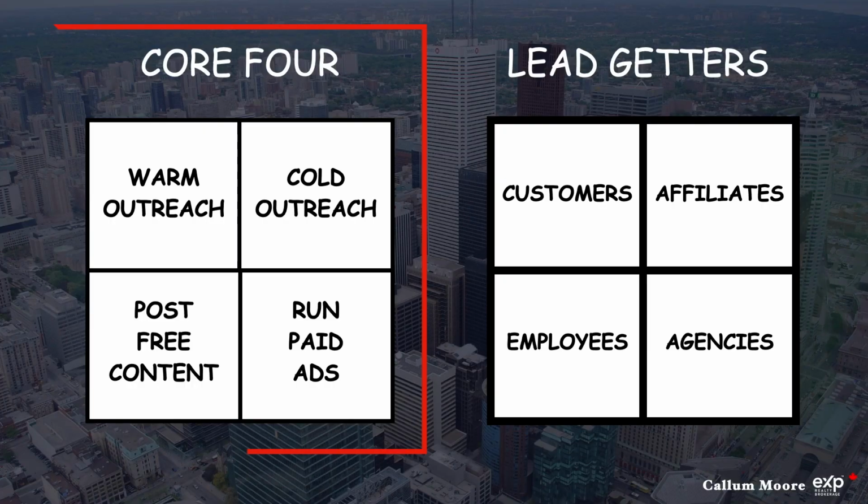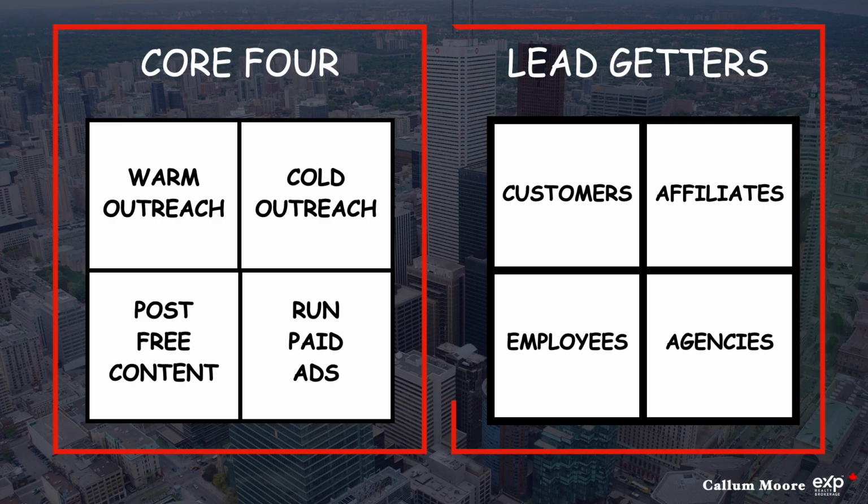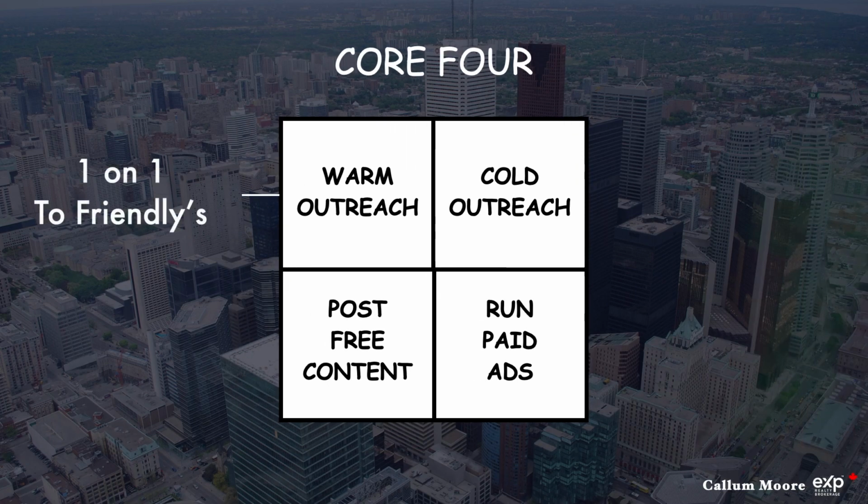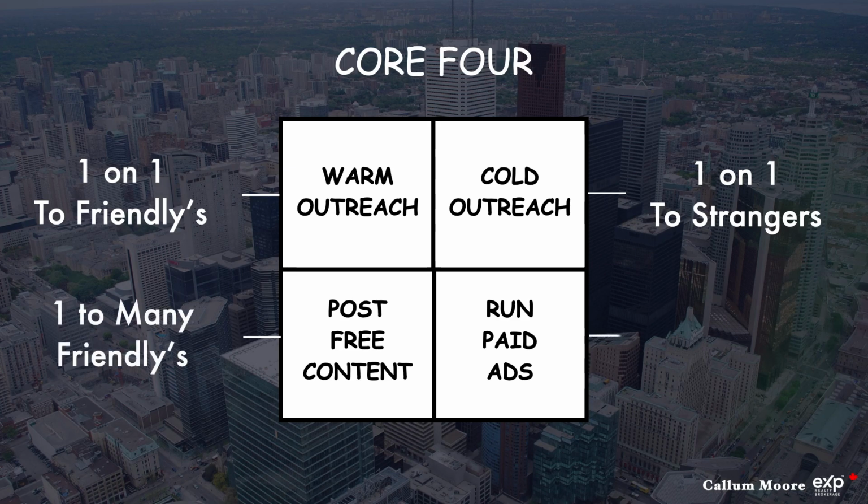First, the Core 4, examples of what they are, then we get into lead getters and growing our business. These are the 4 here: one-on-one to friendlies, one-on-one to strangers, one-to-many friendlies, and one-to-many strangers. What is this, right? One-to-one, of course, and one-to-many.